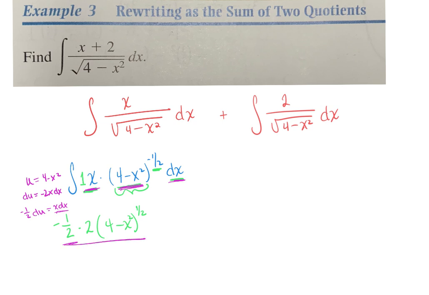So this piece I have actually taken the derivative of. Negative 1/2 times 2 is going to give me just a negative 1, right? And then 4 minus x squared to the 1/2, well, that's usually written like this. So that's my antiderivative of that piece of it, okay? Then I need to add to it the antiderivative of this guy, okay?